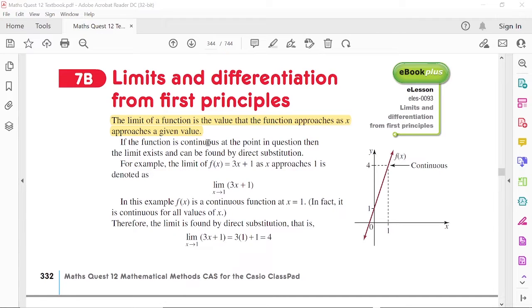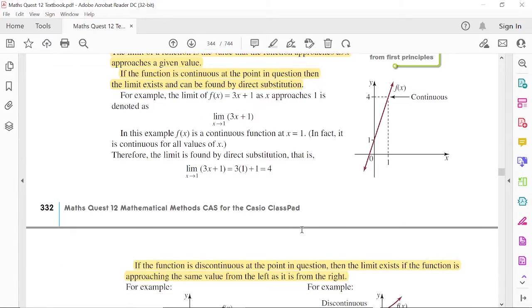If the function is continuous at the point, then the limit exists and can be found by direct substitution. So that's an important thing. If it exists, then we can just substitute and we'll get a value. And so we can see with this one, it's a nice continuous function and there's no gaps in there at all. So we can just substitute the x with the value of 1 and we get 4. So the limit is the value of 4.